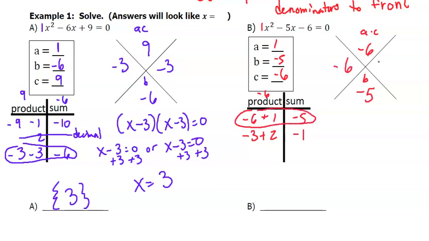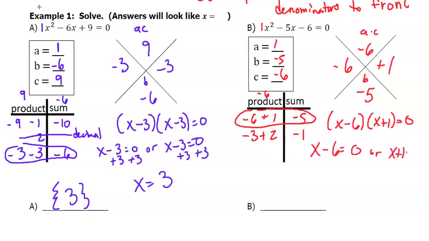So we'll go ahead and write that on the sides. So we have x minus 6 times x plus 1 equals 0. Okay, so let's set each of these factors equal to 0 separately. Add 6, so x equals 6. Subtract 1, x equals -1. So we have -1 and 6 for our two roots.